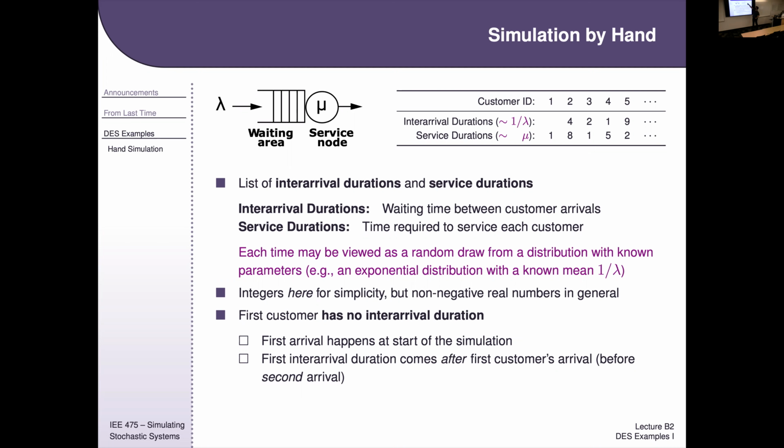The first customer has no interarrival duration. That's on purpose because these durations represent the time between that customer and the customer before it. There's nobody before the first customer. That's why this thing is blank. I didn't want to put a 0 there because when you need to draw a new interarrival time, you need to know to draw that. So that's why it's just blank here. But really, these are 2 independent lists, and this list just has fewer numbers than this list because you didn't need one for that customer. All right, so any questions about the layout of this model?